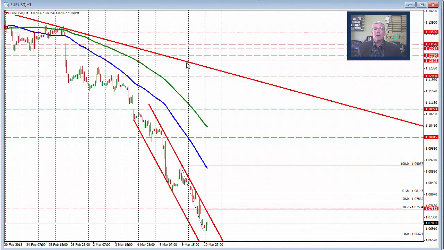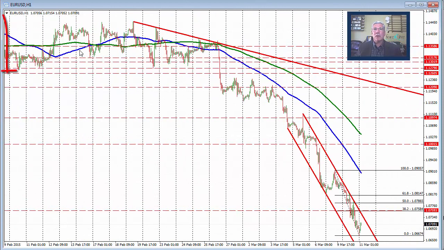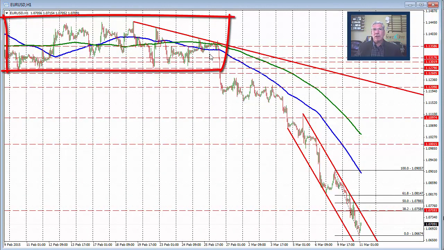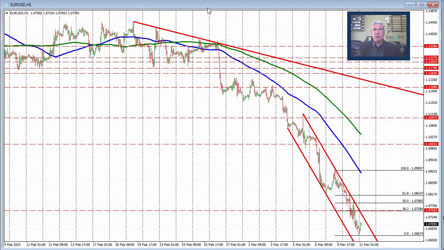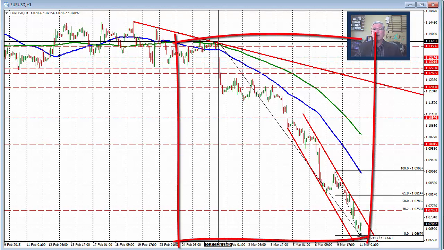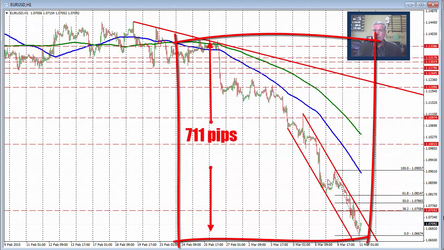Well, we know this. If we go back in time and take a look at the month of February, this was a non-trending type period. Since February 26th, to be exact, the market has trended to the downside. That trend has taken the price from this high right here to this low right here around the 106.67 level, about 711 pips or so to the downside. That's a pretty big move.